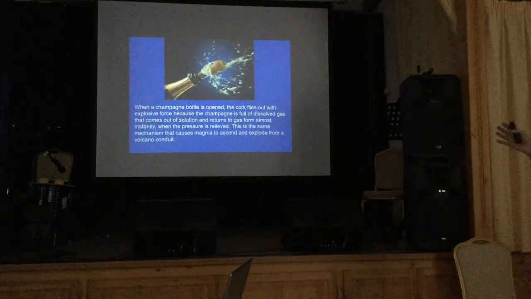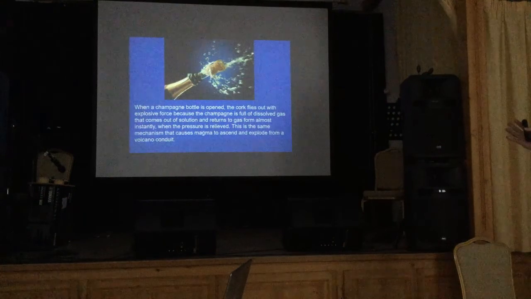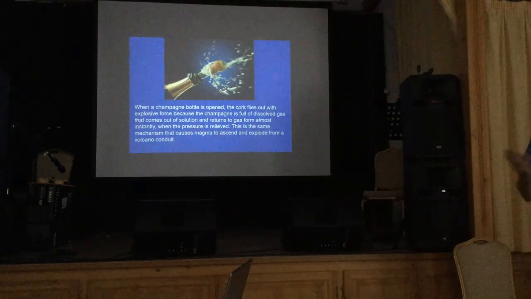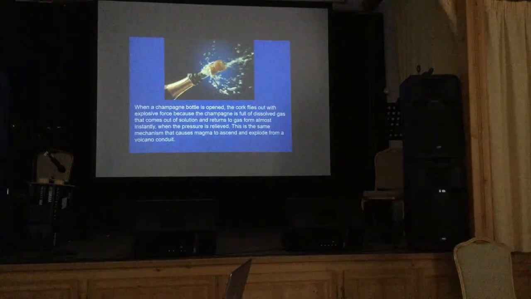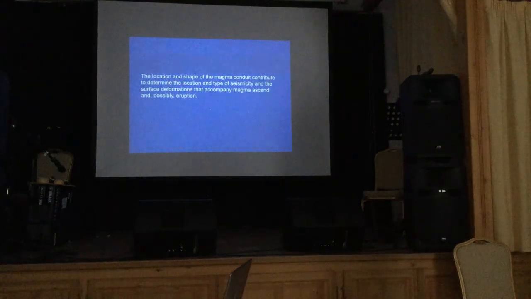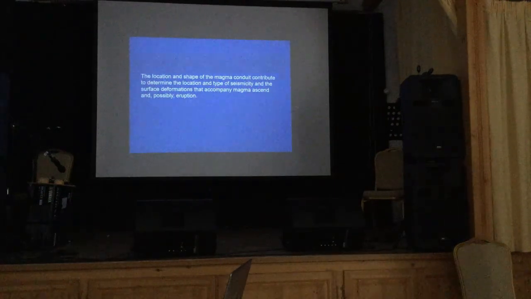Let me say that the type of eruption, and also the explosion of a bottle, depends very much on the shape of the bottle itself. So the location and shape of the magma conduit can contribute to determining the location and type of seismicity and the surface deformation that accompany magma rise and eruption. This is a very simple way to explain something that in reality is more complicated, but I have to give you some explanation that can be understood by everybody.